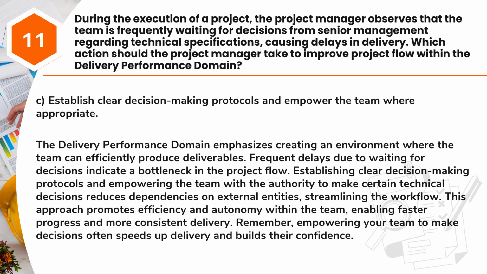Answer: C. Establish clear decision-making protocols and empower the team where appropriate. The delivery performance domain emphasizes creating an environment where the team can efficiently produce deliverables. Frequent delays due to waiting for decisions indicate a bottleneck in the project flow. Establishing clear decision-making protocols and empowering the team with the authority to make certain technical decisions reduces dependencies on external entities, streamlining the workflow. This approach promotes efficiency and autonomy within the team, enabling faster progress and more consistent delivery. Remember, empowering your team to make decisions often speeds up delivery and builds their confidence.